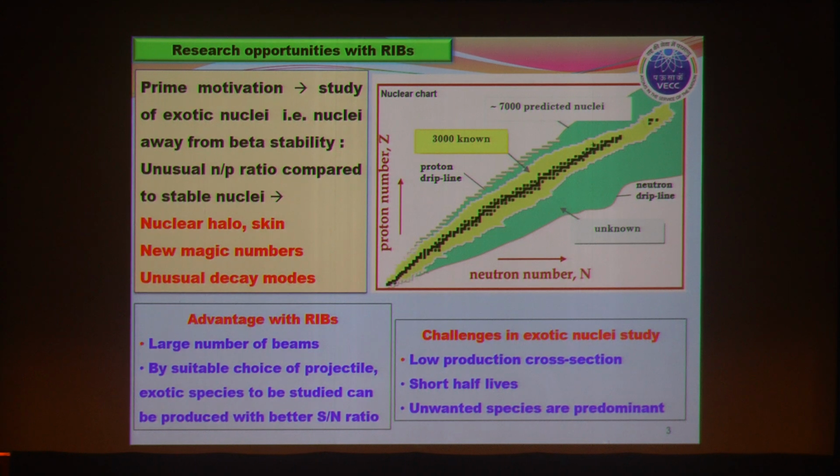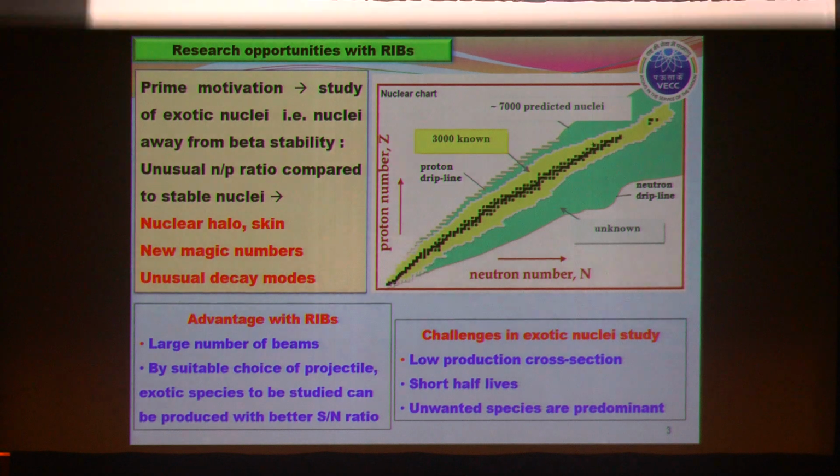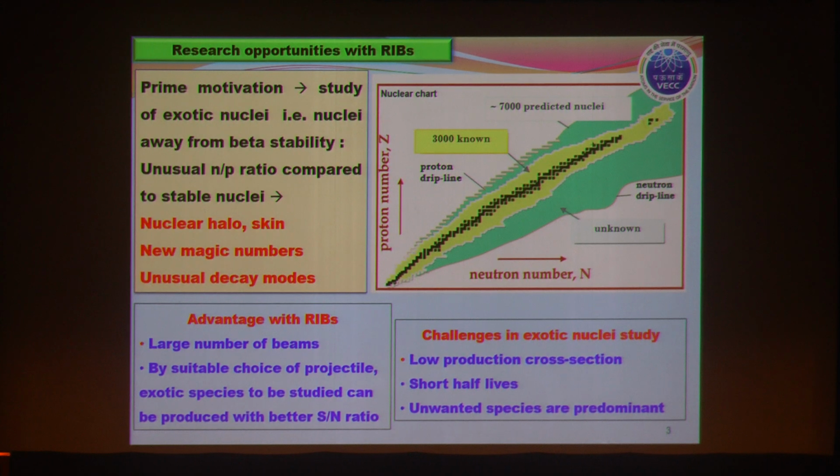So there are many nuclei which we are not really using as an accelerator beam for experiments, but they do exist. Now, why do we need them? Because if we can accelerate these beams in the yellow zone or in the green zone and deliver them as accelerated beams, then there will be a large number of available beams. By suitable choice of projectile, exotic species can be studied with a better signal to noise ratio, because then we can optimize the production of the isotope of our choice.